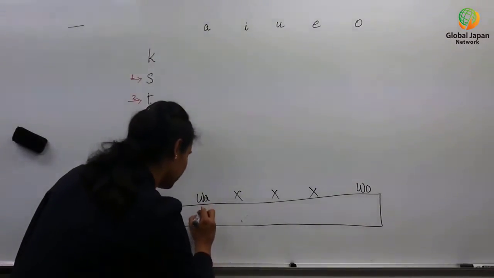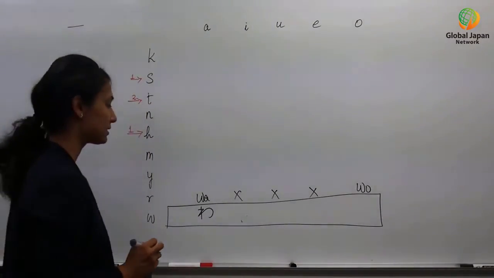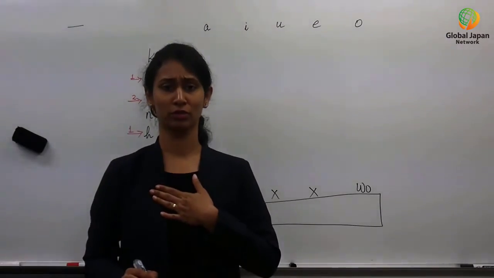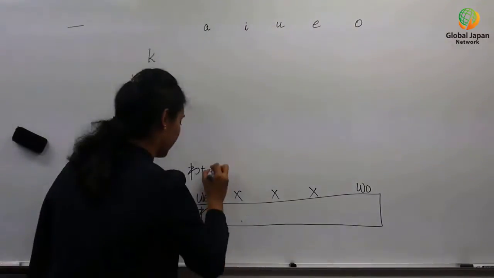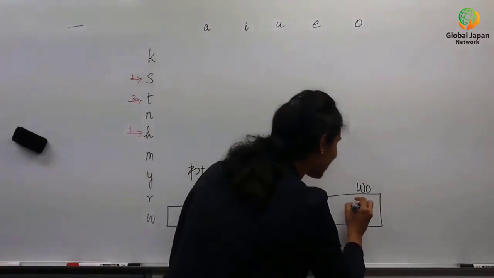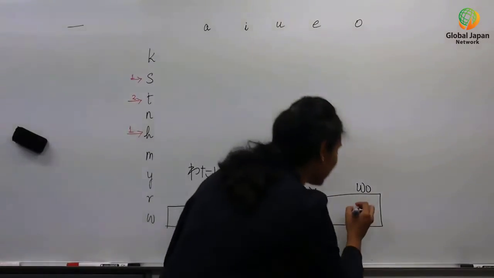Wa is written like this. An example for this: watashi means I. Very, very commonly used. Watashi, I. And wo. Note the way this is written. I like it. It's an intertangling of 3 symbols.